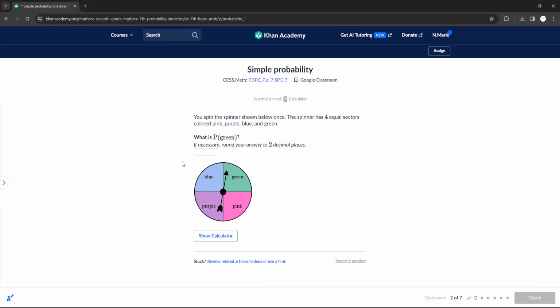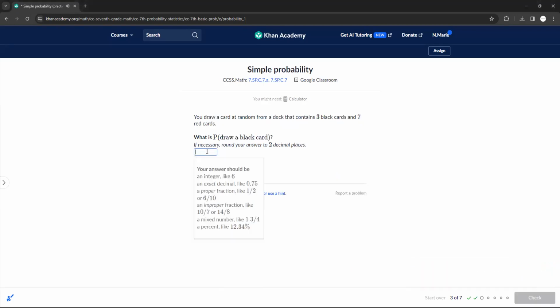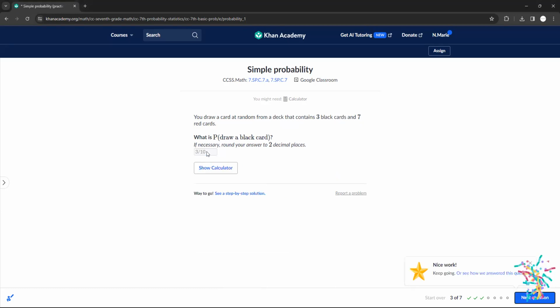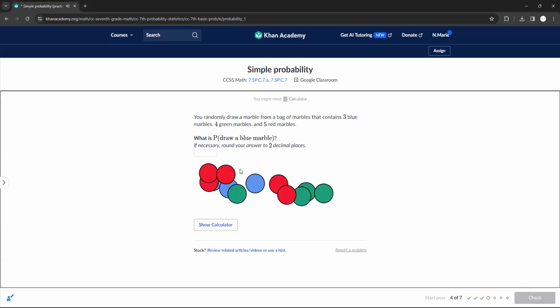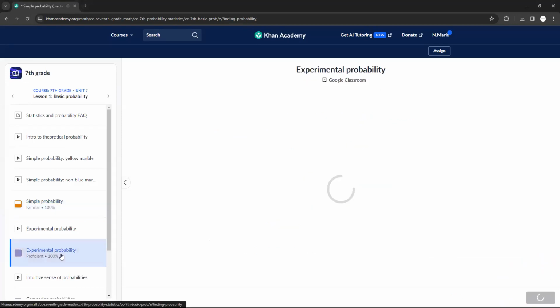Okay, you spin the spinner shown below once. The spinner has 4 equal sectors. What's the chance of getting green? 1/4 once again, right? There's only 1 out of 4. What's the chance of getting a black card if there are 3 black and altogether there's 10? So this is very simple. Let's go to experimental.